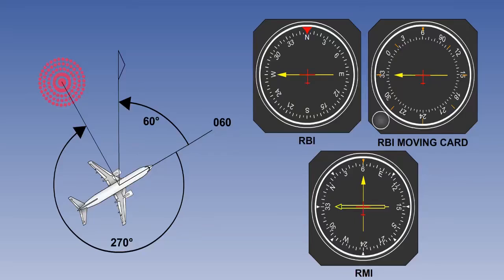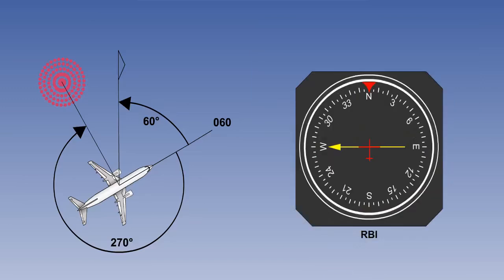Now that we know how the NDB and ADF work, how is the information presented to the pilot? It depends upon the degree of sophistication of the indicator. There are three types: the relative bearing indicator, RBI, the moving card RBI, and the radio magnetic indicator, RMI.